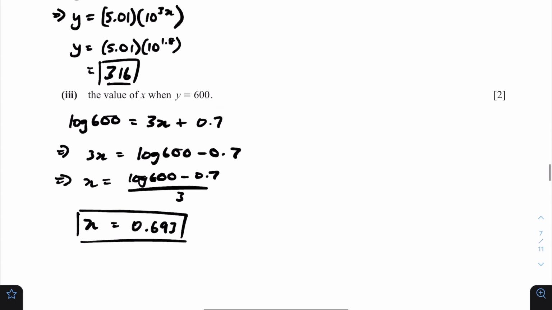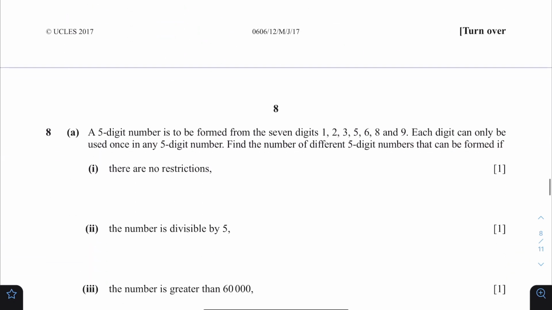And you can actually check this. All you have to do is put this back into the formula. So if we say y is equal to a times 10 to the power of bx, and we have x, we can say y is equal to 5.01 times 10 to the power of 0.693 times 3. So 10 to the power of 0.693 times 3 gives you 119.95, and then you multiply that by 5.01, and you get approximately 600. So this is correct. It's actually 601, but it's approximately correct. So we can say x is equal to 0.693. All right, so let's move on to the next problem.